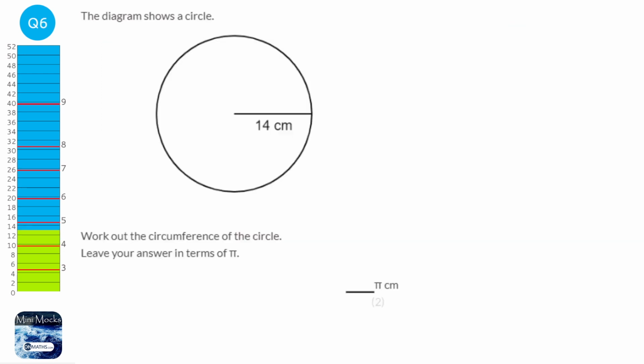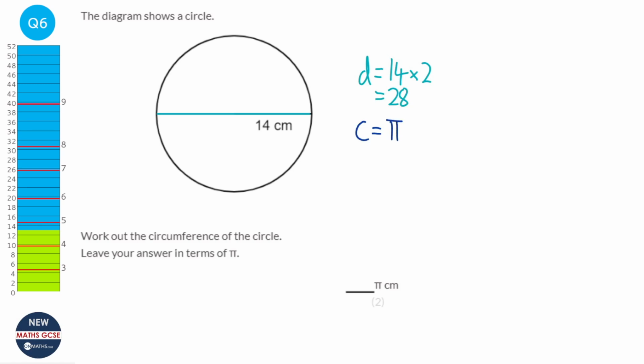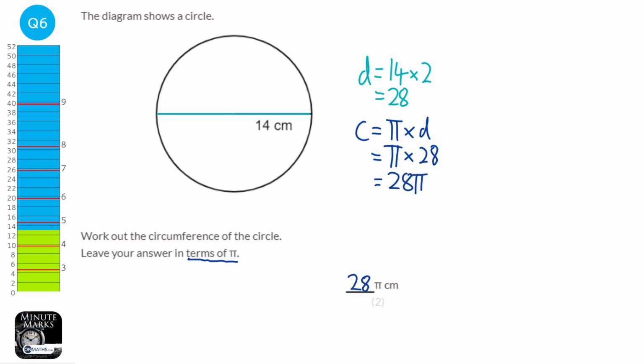To work out the circumference, we need to first of all work out what the diameter of this is, and to do that we just draw a line across the circle, and we can see the diameter is twice as big as the radius, so the diameter is going to be the radius times 2, which is 28. The formula for the circumference of a circle is just pi times the diameter, which will be pi times 28. Now to write this in terms of pi, which the question asks for, we just put the number first and then pi, so it will be 28 pi.